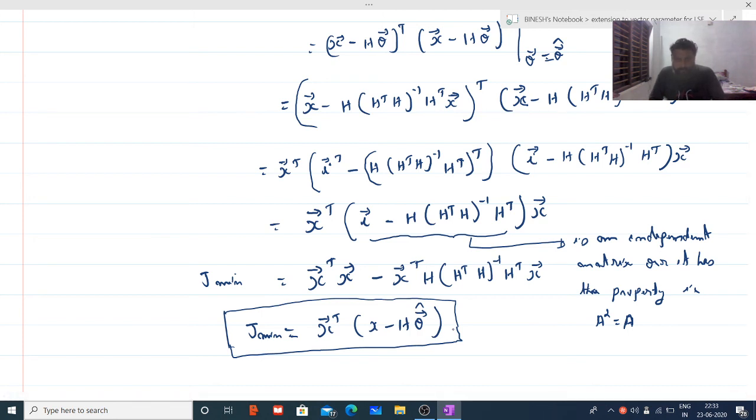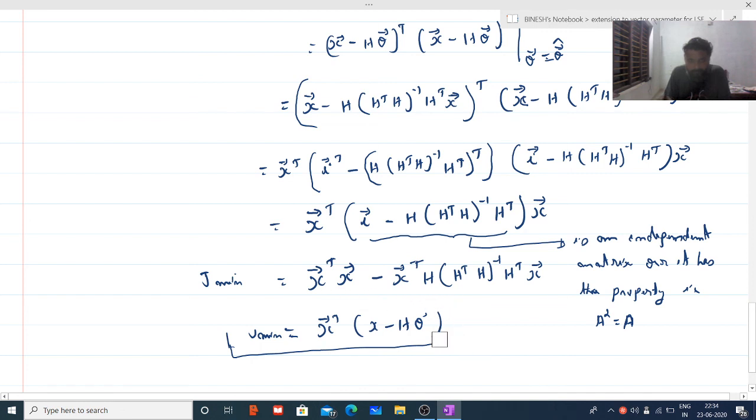So if I take x transpose into this, it will be x minus h into h transpose h inverse h transpose into x. So that is nothing but x minus theta. Theta cap is nothing but, already you know what is theta cap. We have discussed that theta cap is h transpose h inverse h transpose into x. So I can write it as x transpose. If I take x transpose outside, it will be x. If you want, I will write one more step. That is good.